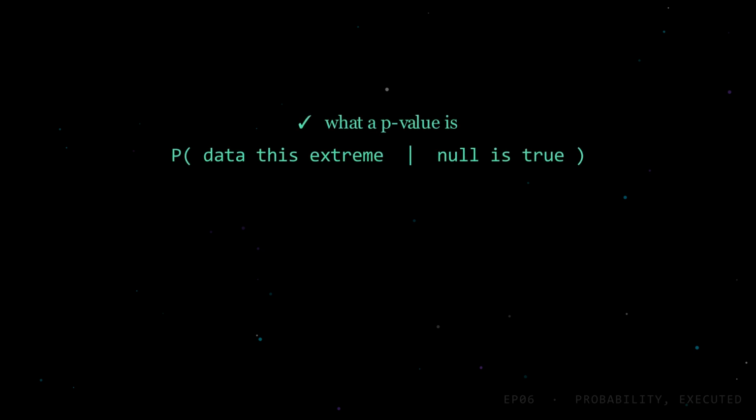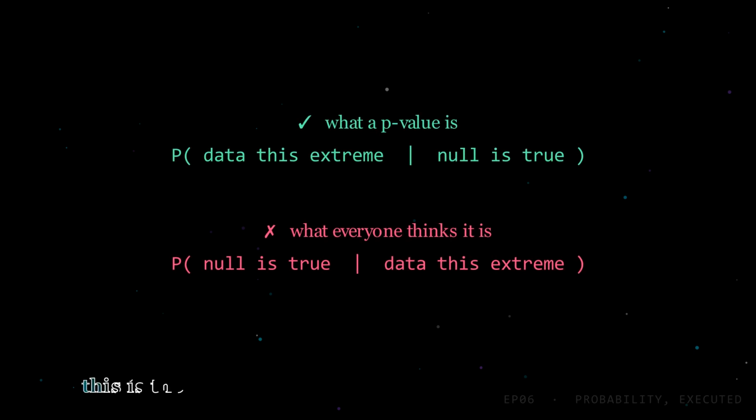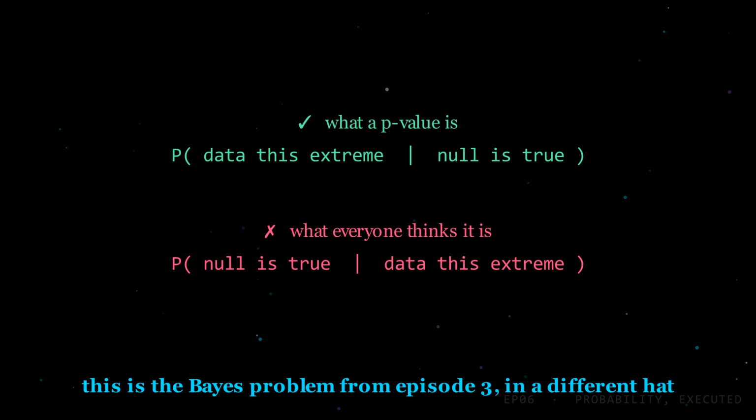Now, the definition everybody gets backwards, and it matters. The p-value is the probability of seeing data this extreme if the null hypothesis is true. It is not the probability that the null hypothesis is true. Those are different statements in the same way that the probability of a positive test given illness differs from the probability of illness given a positive test, which is exactly the Bayes problem from episode 3, wearing a different hat.